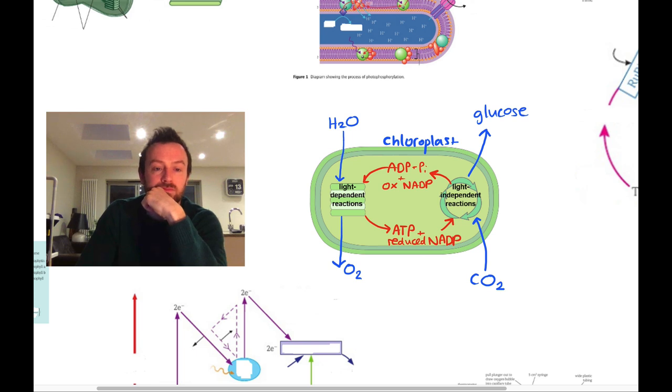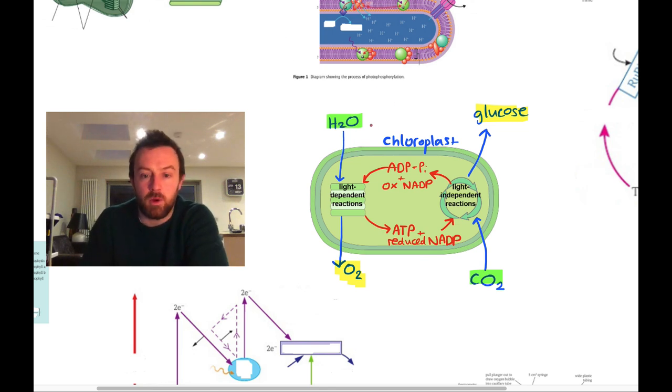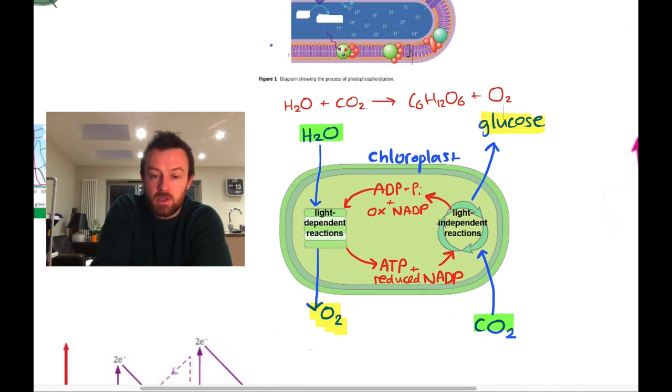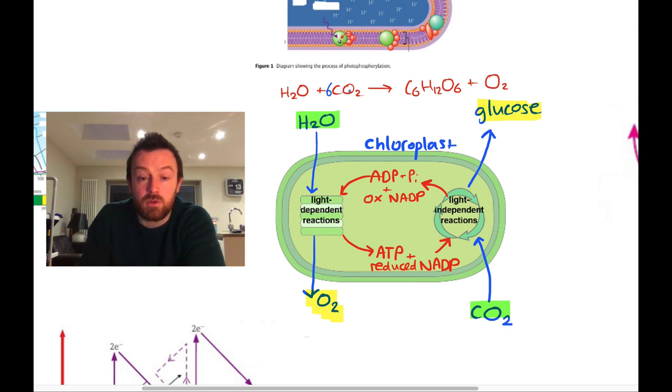Let's also highlight the products in one color, and let's highlight the reactants in another color. Okay, so overall, the equation that we're familiar with, let's write that as well. That is H2O plus CO2 goes to C6H12O6 plus O2. Now you can see that that's not balanced. Let me zoom in a bit. So let's balance it. We're going to have six carbon dioxide molecules and six molecules of water. They will all combine together to produce the one molecule of glucose, and six molecules of oxygen will be released.